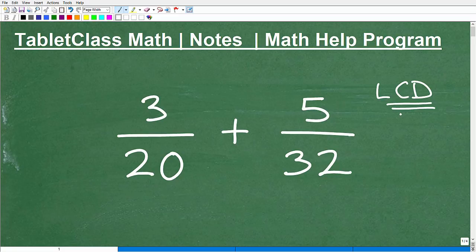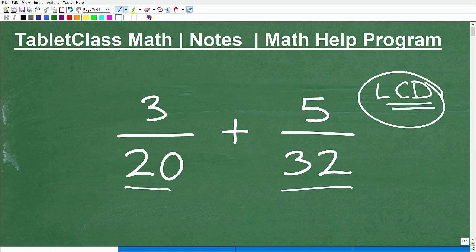So if you recall, we cannot add or subtract fractions unless the denominators are the same. And clearly, these denominators are not the same. So we have to fix these fractions such that they do have the same denominator, and that is finding the LCD. So I'm going to teach you how to do that step by step.